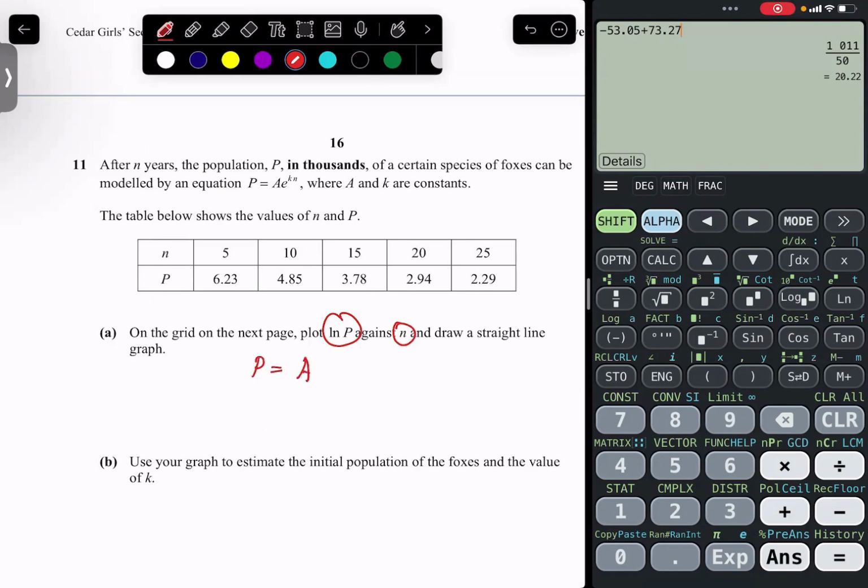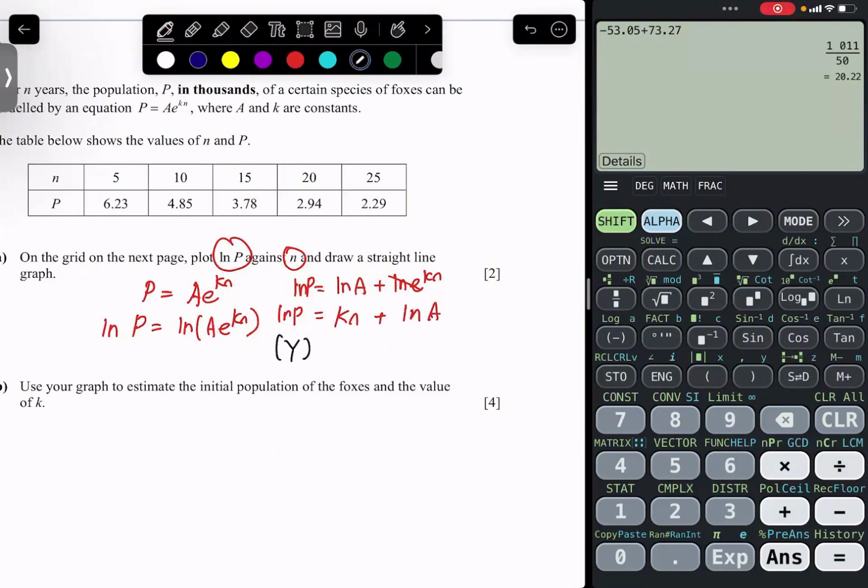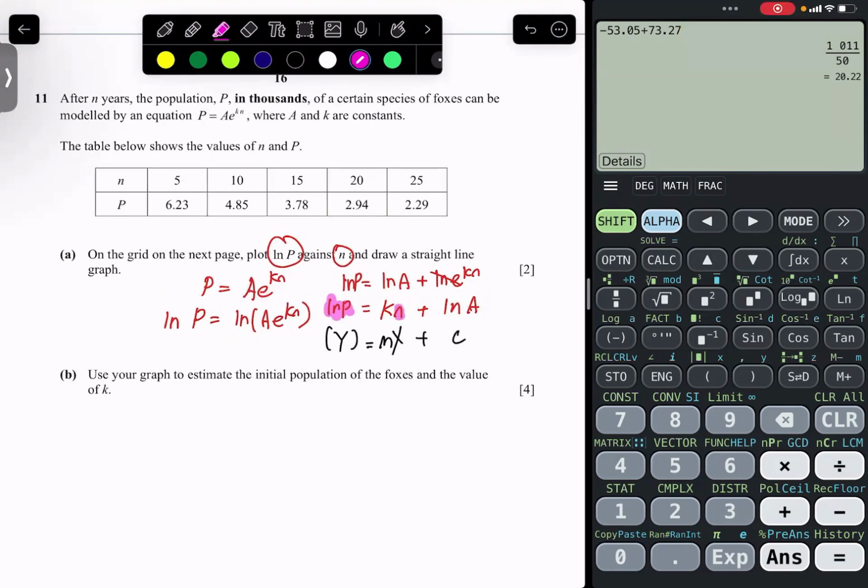P equals Ae^(kn). If I take ln on both sides, ln P equals ln of Ae^(kn). Now, separate them: ln P equals ln A plus ln e^(kn). ln e will cancel off, so ln P equals kn plus ln A. So my equation is in the form y equals mx plus c. Now I plot ln P against n, so k is my gradient, ln A is my y-intercept. That's all, simple.